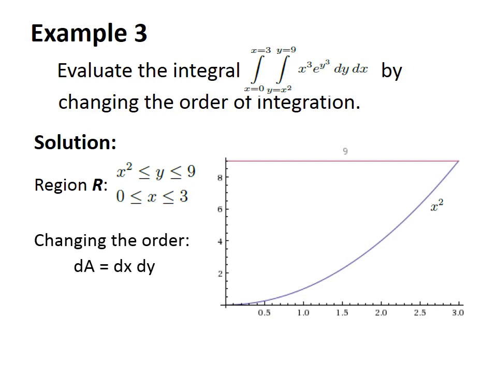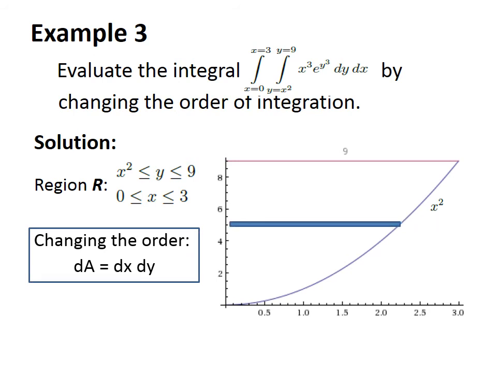Now we have to change the order. That means we have to choose dA, the elementary strip, as dx dy. Take a strip parallel to x axis. Now we will start with the same procedure. Leftmost end, the value of x is 0. The rightmost end, the value of x is root over y.